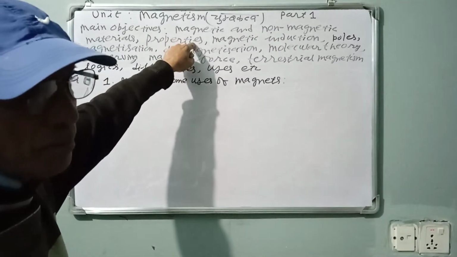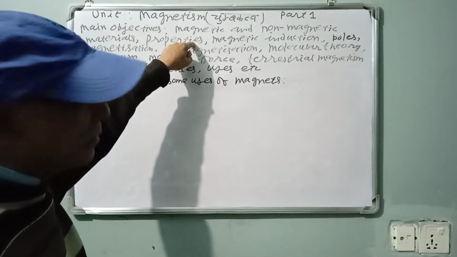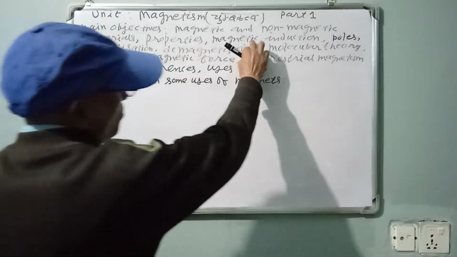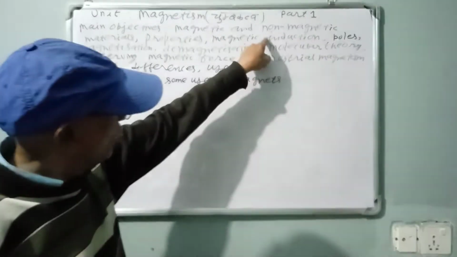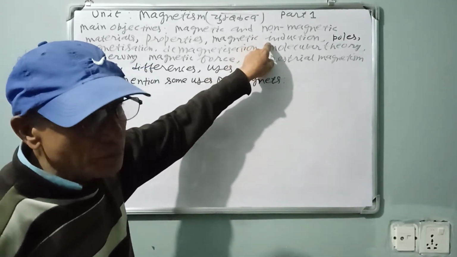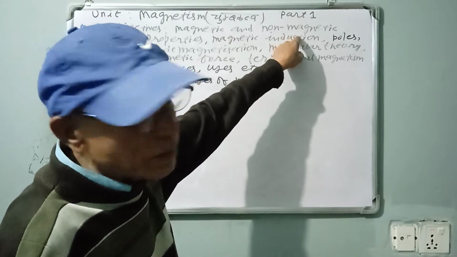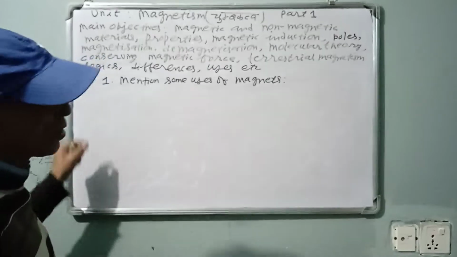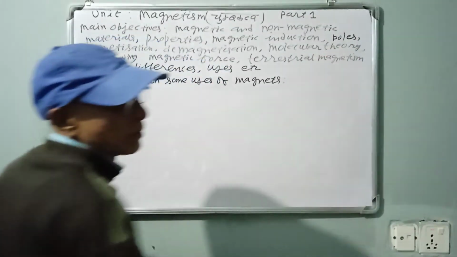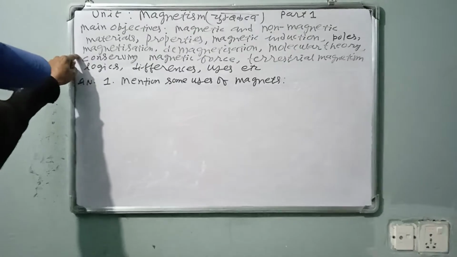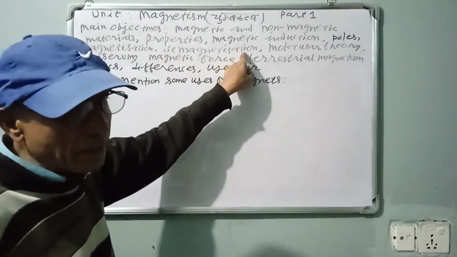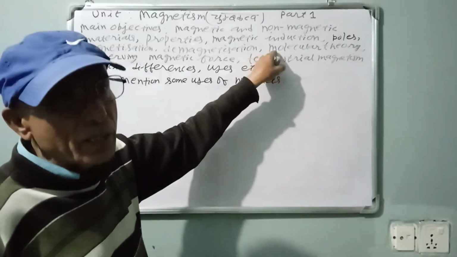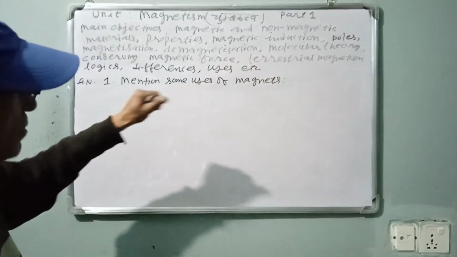Properties of magnets: directive property, attractive property, attraction, repulsion property, etc. Magnetic induction. Just the word induction, making a temporary magnet either by touching or bringing a magnetic body near to a magnet. Poles, just like North Pole and South Pole. Magnetization and demagnetization, the opposite word. Molecular theory. A big magnet is the combination of molecular magnets.